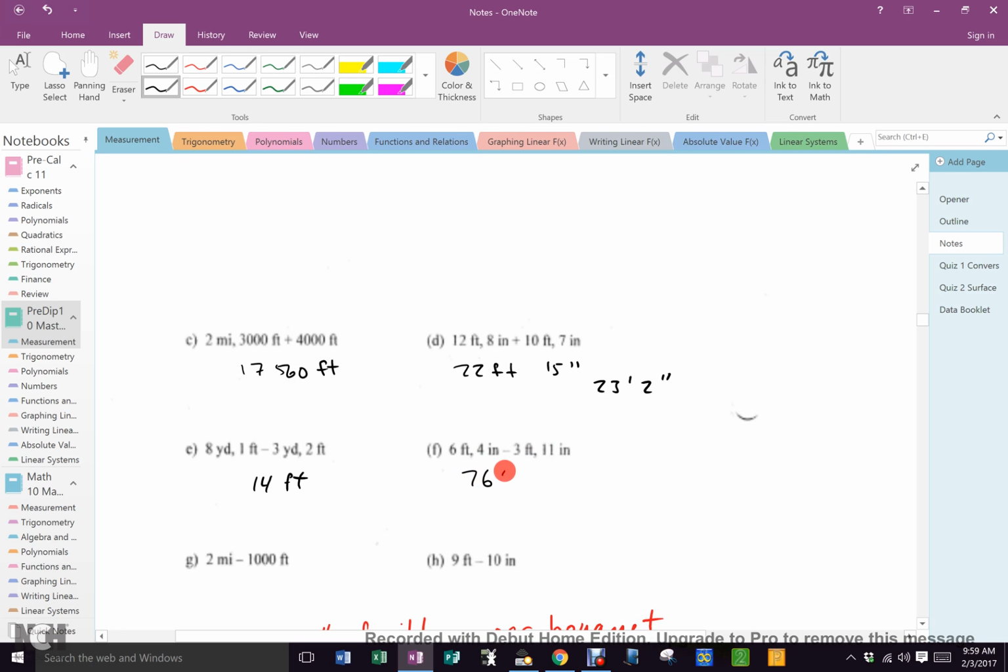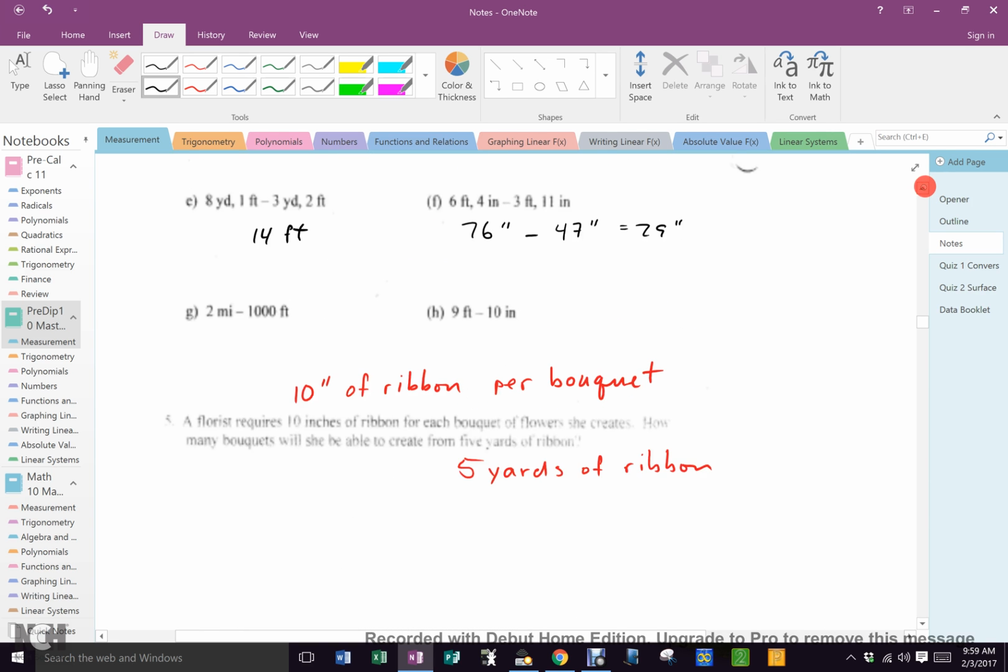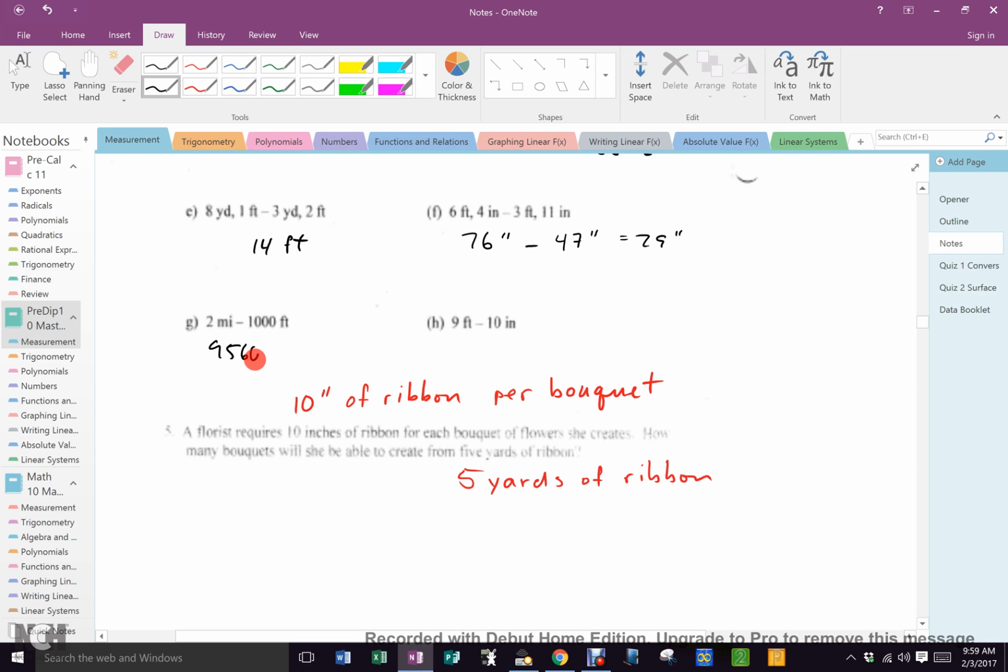That's 76 inches minus 47 inches, which is 36 minus 7, which is 29 inches. 2 miles minus 1,000 feet is 9,560 feet. And 9 feet minus 10 inches is 108 minus 10, 98 inches. Cool? And if you did metric, if you really care, while you're working today, I'll go back and do the metric and you can see if you did it right. But I only need to check 1 or 2, right? Because if you did 1 or 2 right, you know what you're doing.